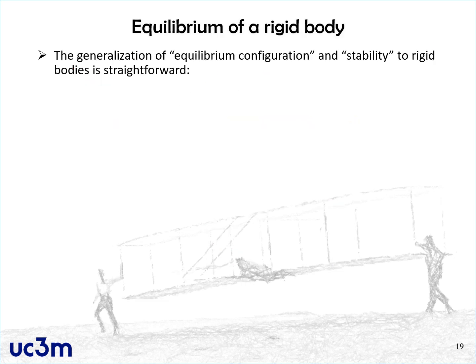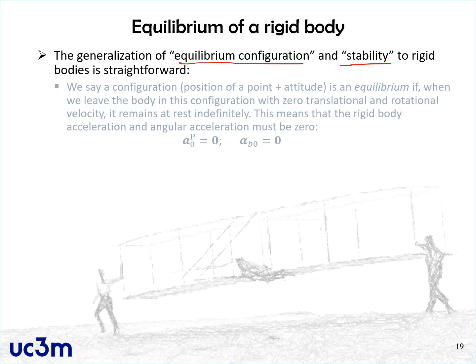To conclude this lecture, let us review the concept of equilibrium in the context of rigid bodies. Basically, what we want is to define what are equilibrium configurations and what is the stability of an equilibrium configuration. Now, we say that a configuration, which remember is the sum of the position and the attitude of the rigid body, is an equilibrium configuration if when we leave the body at that configuration with zero velocity, zero translational velocity, and zero rotational velocity, the body will remain there forever.